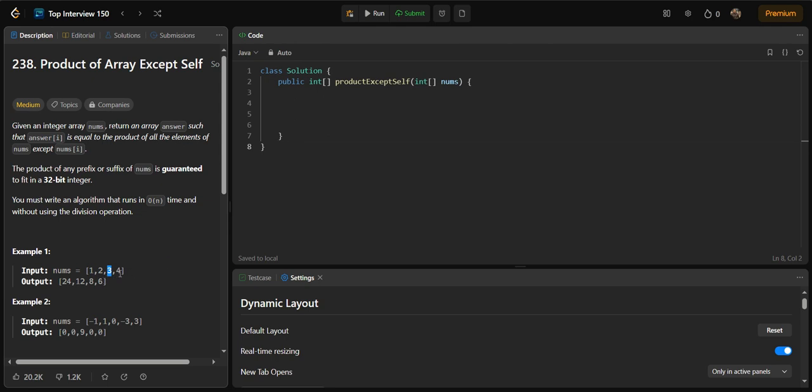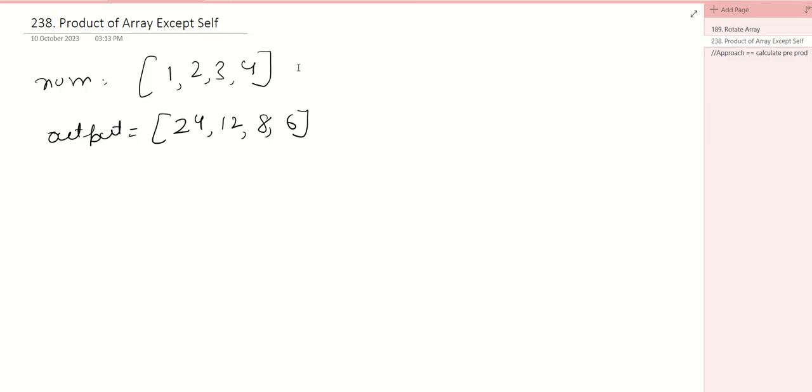Okay, let me try explaining in the notepad. So I have noted the input and output in the notepad. It's a OneNote basically. So now let's understand how this 24 came. For 24, I just said, for the first element, just forget about this element and then keep on multiplying these three. So 4 into 3 is 12, and then 12 into 2, that will be 24.